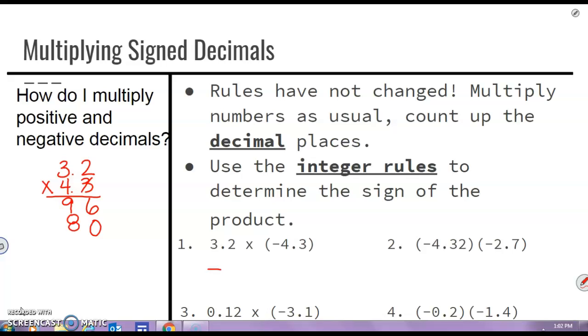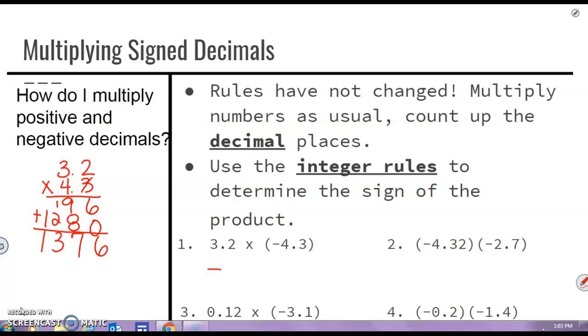2 times 4 is 8. 3 times 4 is 12. Now we add. 6 plus 0 is 6. 9 plus 8 is 17. Carry our 1. 2 plus 1 is 3. And then we have 1.